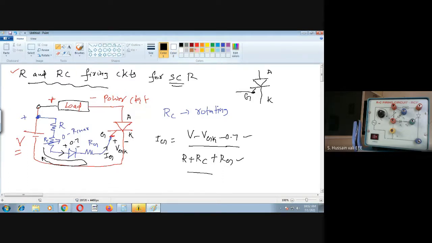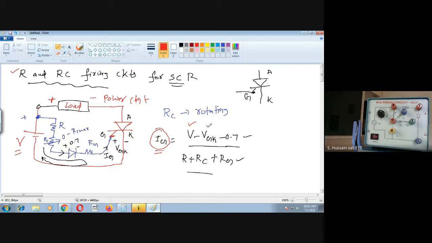Now the question is, once you get this gate current, I hope you know that using the gate terminal you can trigger your SCR. This you have studied already theoretically in the power electronics course. So you are sending some gate current. So this gate current value depends upon what? V is a fixed value. In the laboratory there is a kit, and in the kit this V value is fixed. So the V value does not change.